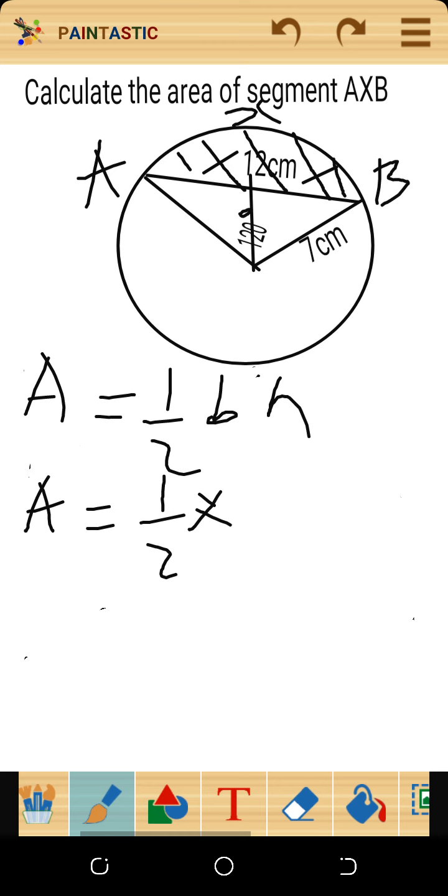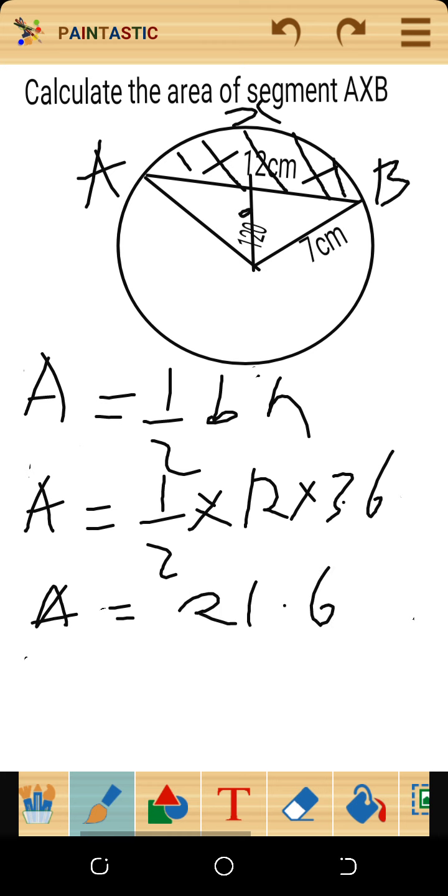I'm not going to get 6 centimeters, because this segment is suspended by the area AXB. So multiplied by 12 multiplied by the height is 3.6. Area will be, if I punch these numbers on the calculator, I'll get 21.6 square centimeters.